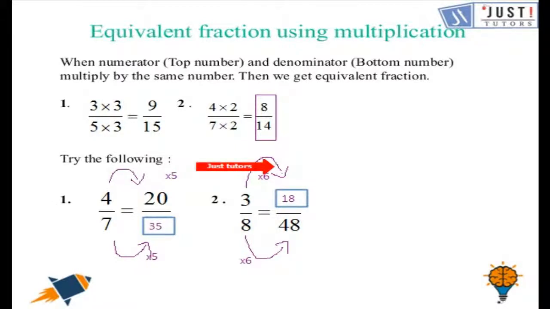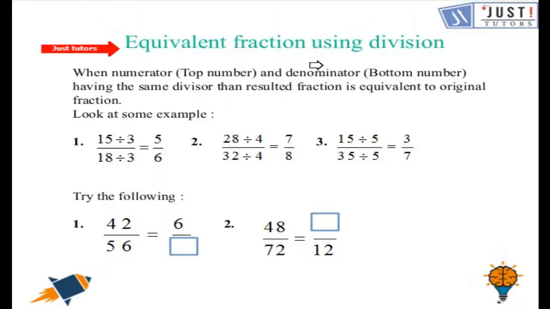Now let's move forward and talk about equivalent fractions using division. In this case what you'll do is divide both the numerator and denominator by the same number. Here we started with 15/18, and if you divide both the numerator and denominator by 3, you'll get a fraction which is 5/6, which is equivalent to 15/18.